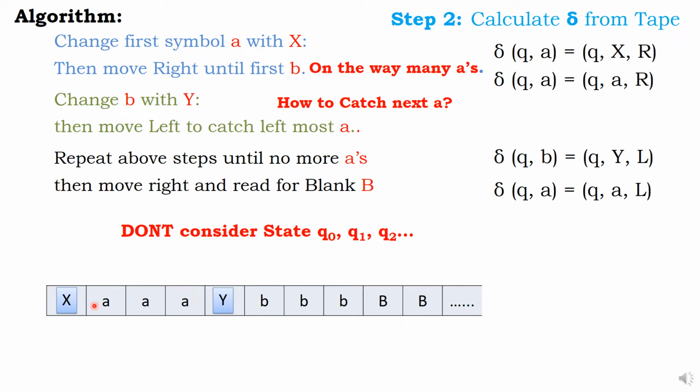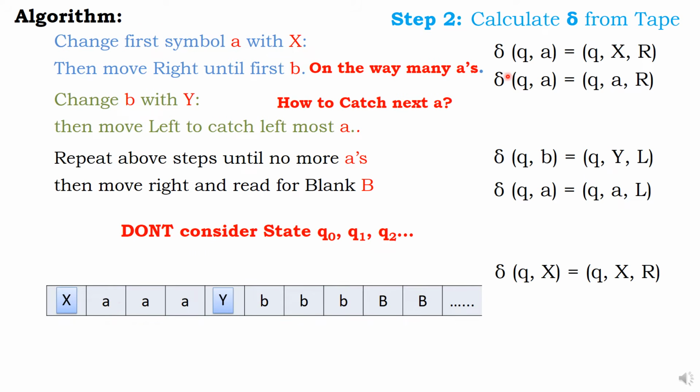Done. Now, how to catch this next a? Can we go and land on this particular a? Not possible. Our suggestion: catch this x. That is possible. After catching the x, whoever comes next, if you go right side, that will be your first a. What should I do? Replace a by a, replace a by a, replace a by a. Yes, I reached x. Very good. Now replace x by x and then go right side. I am catching this a.